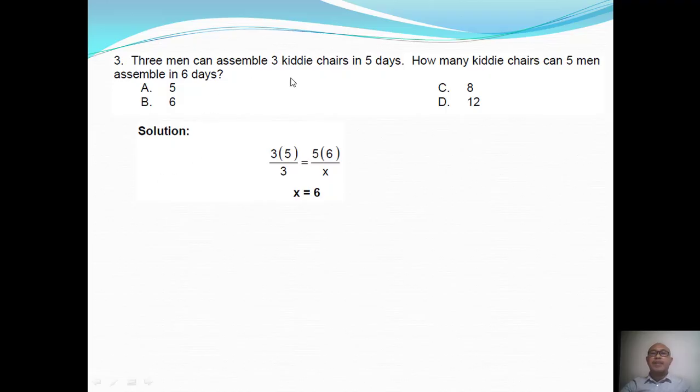Next problem, we have 3 men can assemble 3 kiddie chairs in 5 days. How many kiddie chairs can 5 men assemble in 6 days? For this problem, we have 3 men in 5 days, so we have 3 times 5 man-days, and then we have 3 chairs. That is equal to 5 men working for 6 days, and then how many chairs can they assemble? By proportion, equating the man-days per unit work in the first situation to the man-days per unit work in the second situation, we can solve for x equal to 6.